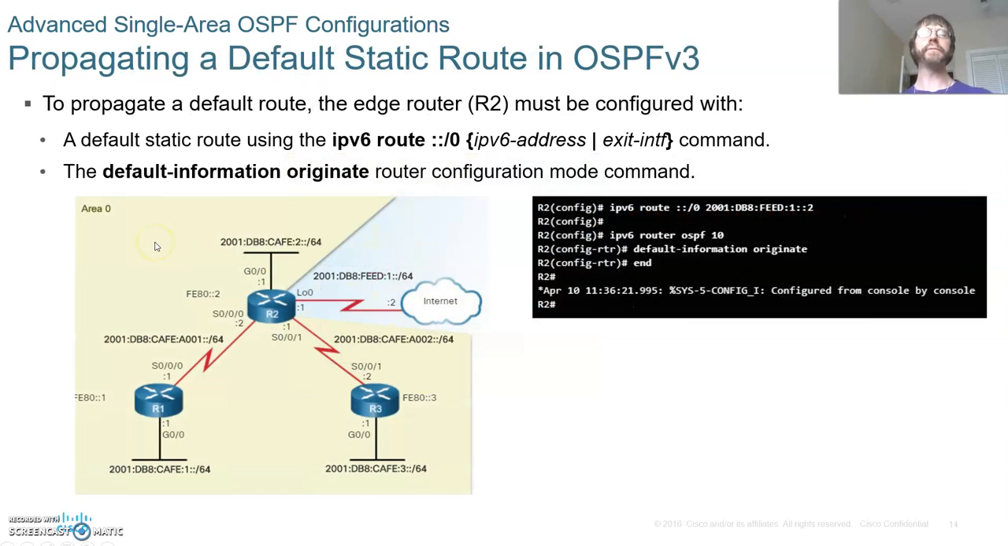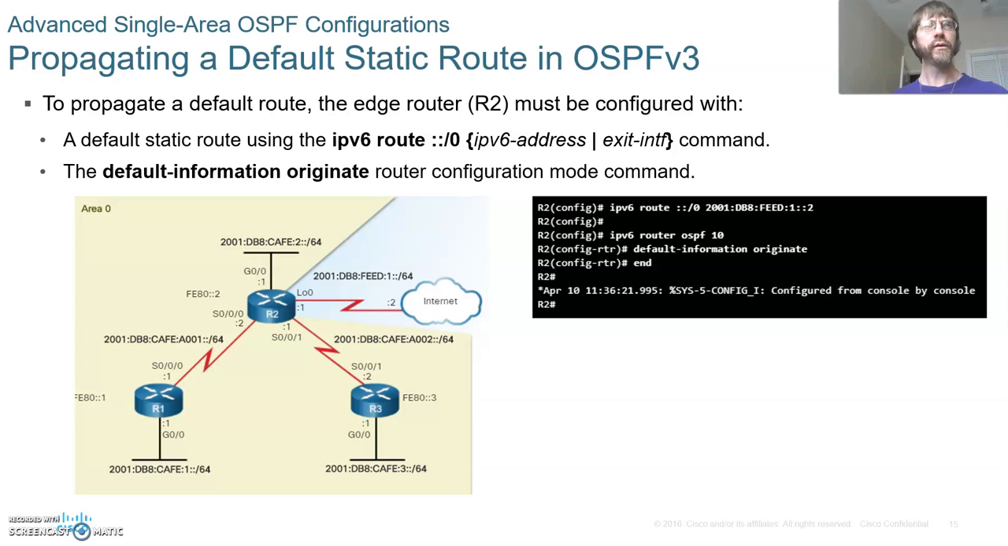So, of course, in OSPFv3, the default route is the IPv6 route ::/0. In IPv4, quad 0 is a network address that is all zeros and a mask that is all zeros. In IPv6, that :: represents an IPv6 address that is entirely zeros. 128 bits worth of 0.